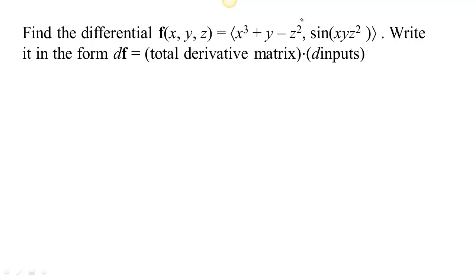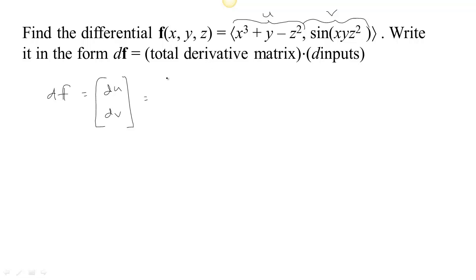Here we have a function that has 3 inputs and 2 outputs. Maybe just to keep them straight, I'll call the first output u and the second output v. And we want to find the change in the output, which would be the change in the individual outputs, so change in u and change in v.